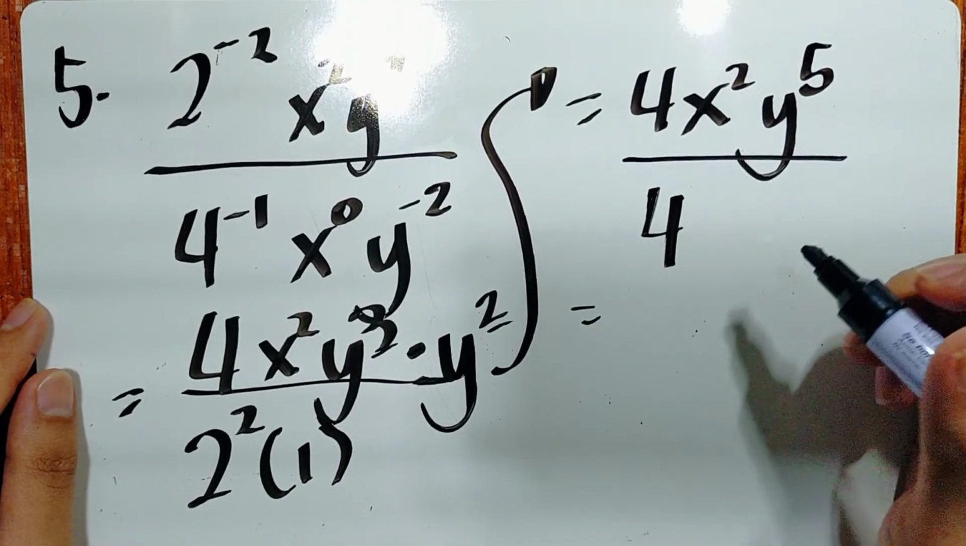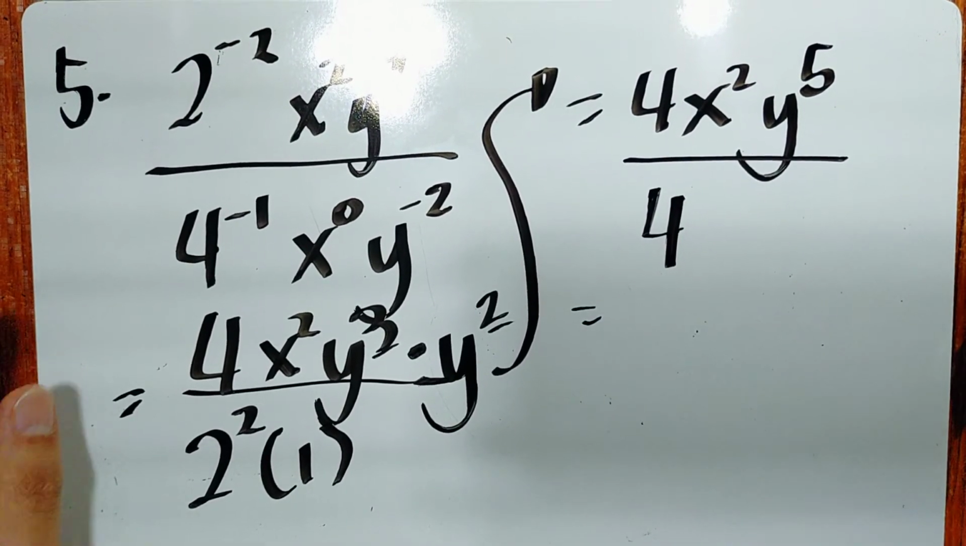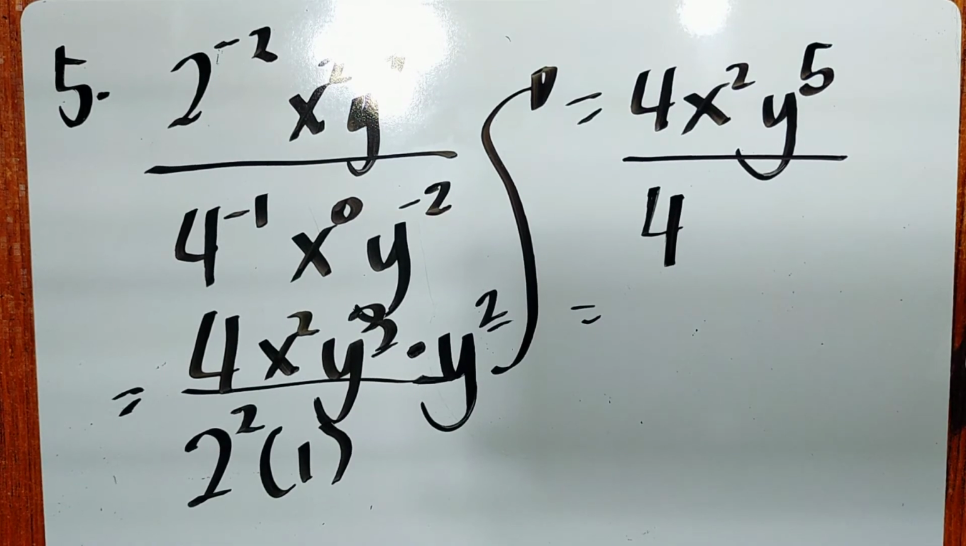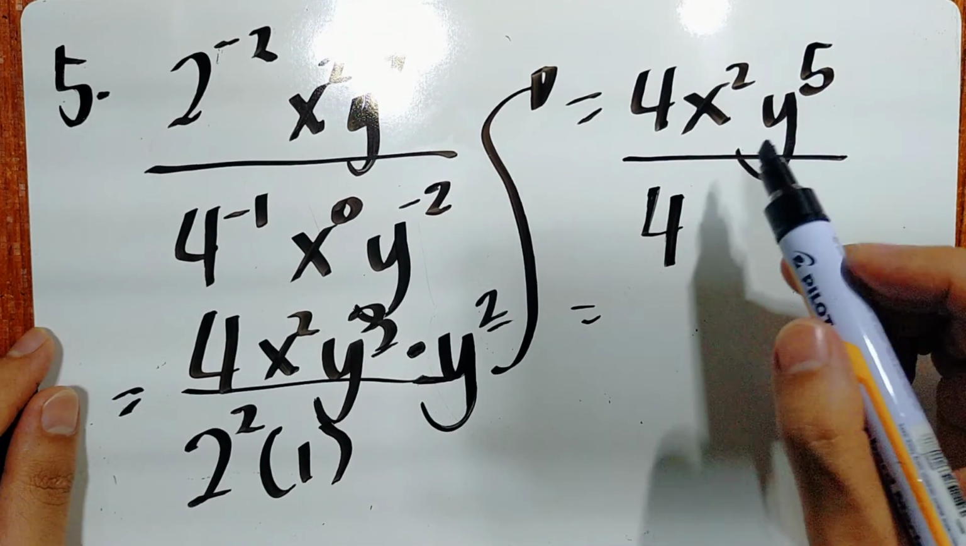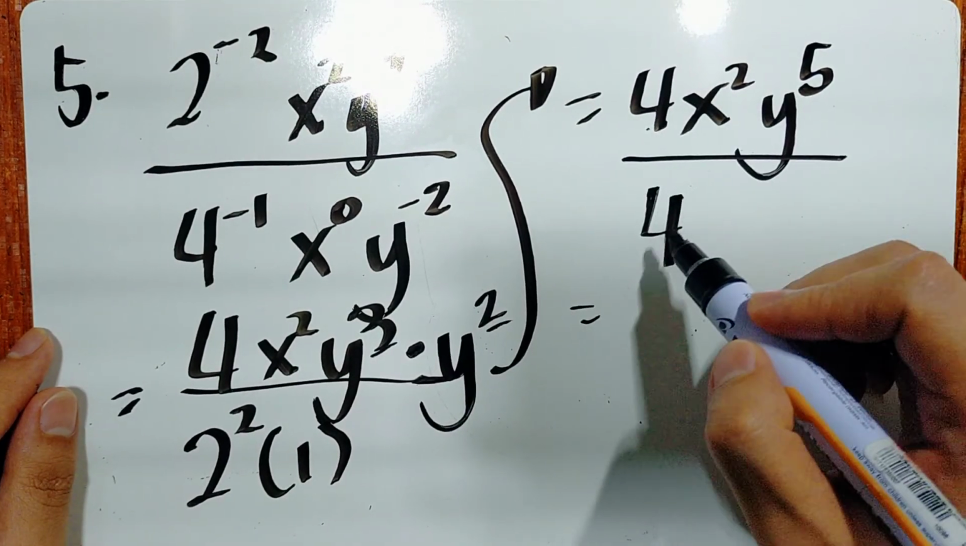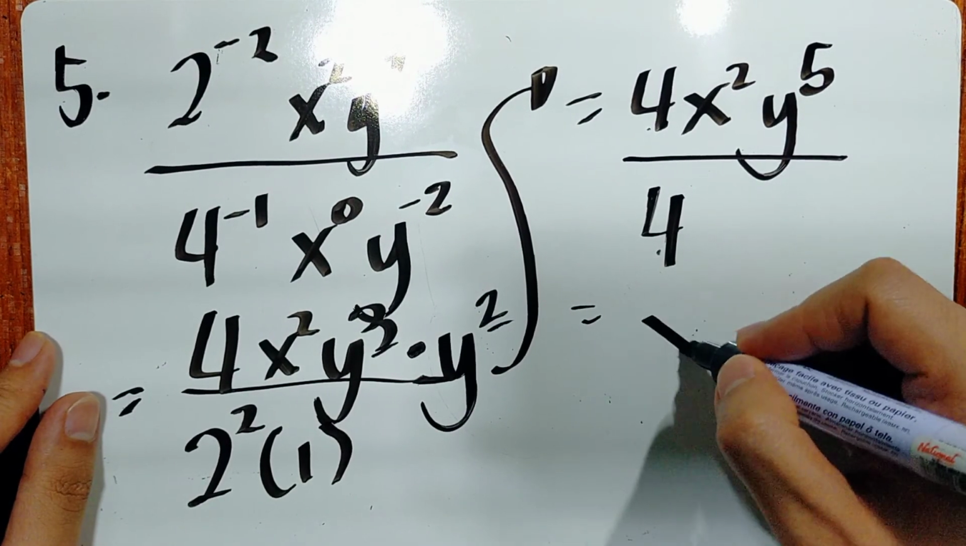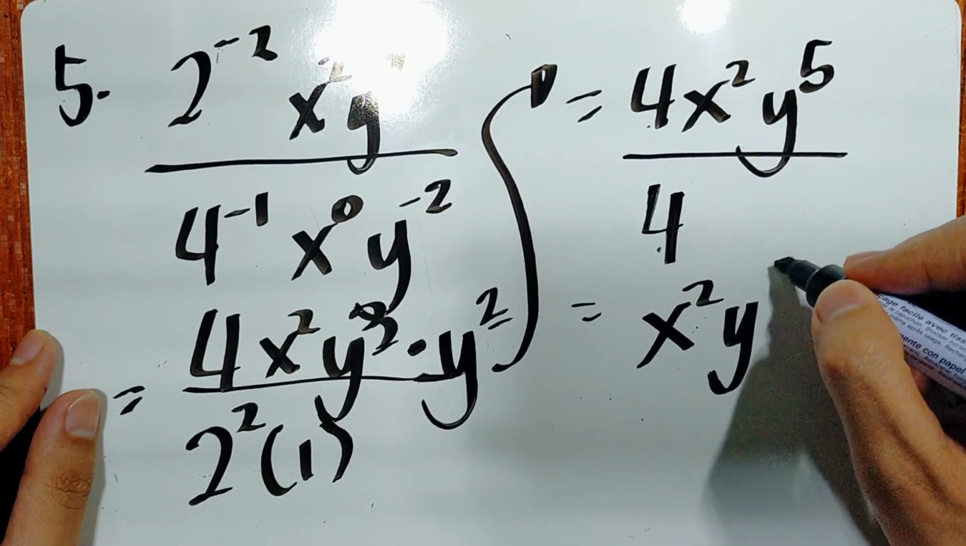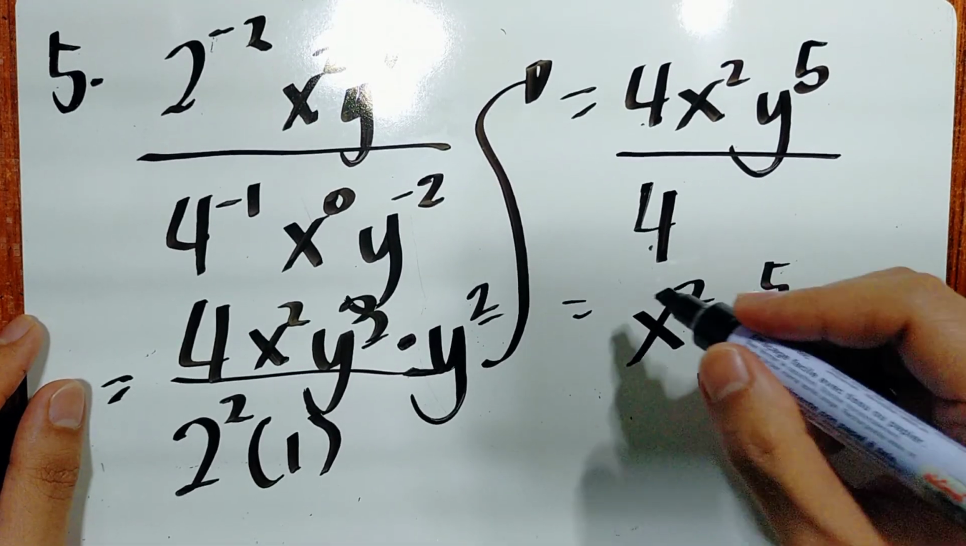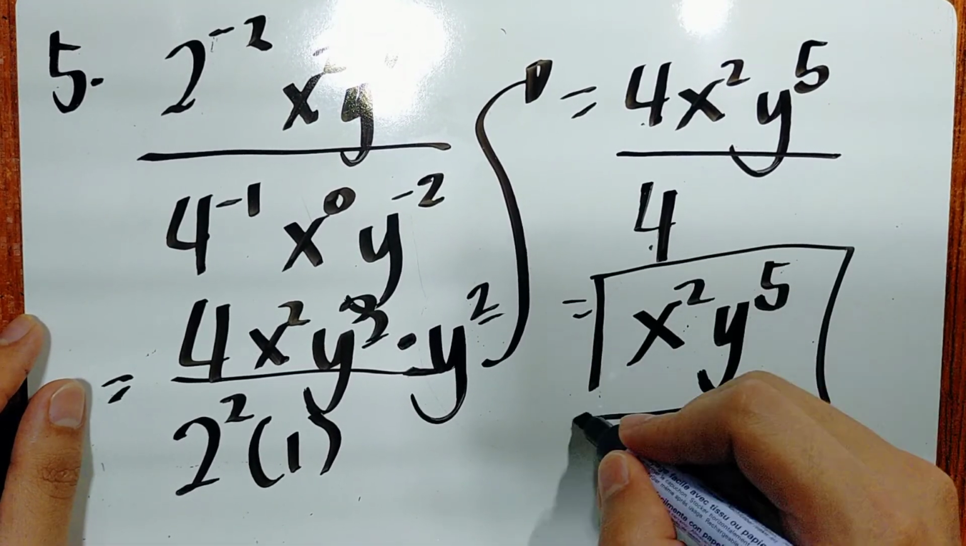Next. Pwede pa itong ma-simplify. Bakit? Kasi, ano ang given natin na bases? That is 4 and 4. So, 4 divided by 4 is 1. So, ano matitira? X squared y raised to 5. Okay?